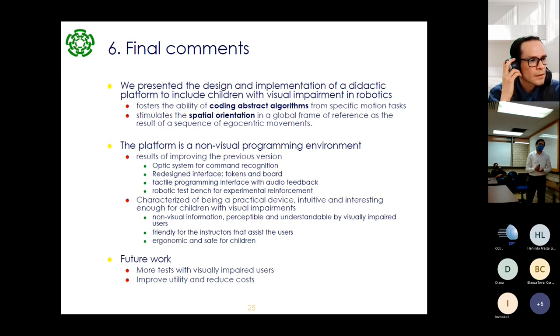For the future, we need to do more tests with visually impaired users to have more iterations of the feedback loop and use that to improve the utility, reduce cost, and maybe change the outputs for different actuators like multiple degree of freedom robots. And that's all.